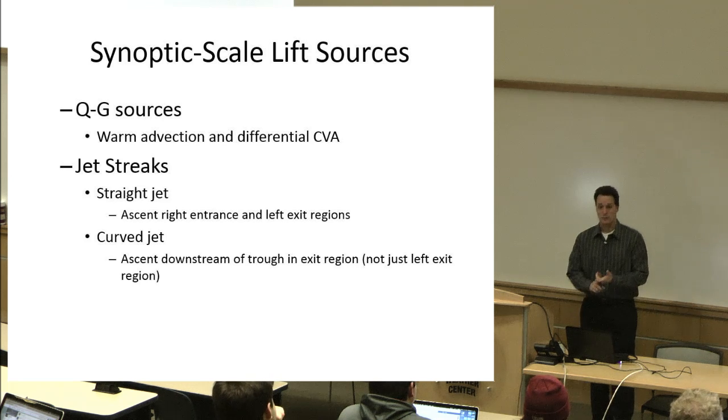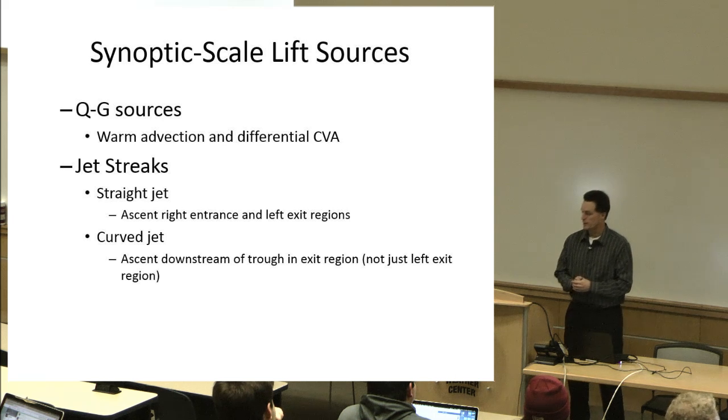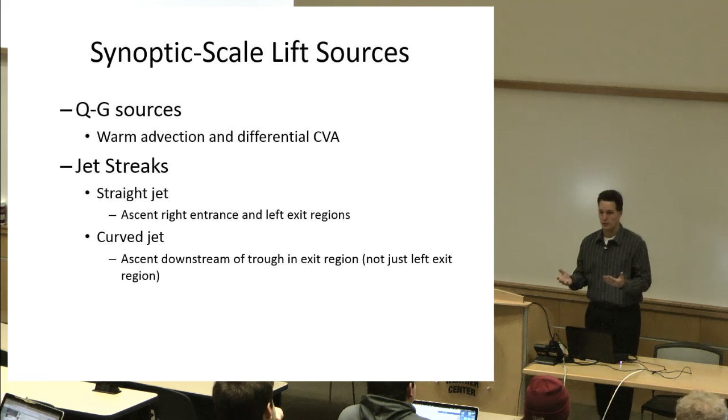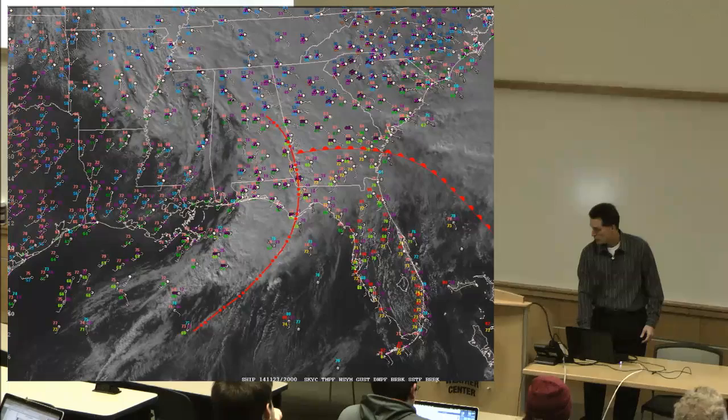Jet streaks, we talked about the straight jet streak where we have the ascent in the left exit and right entrance regions of the straight jet. And then we talked about the modification that occurs when we have a curved jet, where it's not so much the 4-quadrant model and the ascent actually extends over the jet axis and a little bit into the right front quadrant. All right, QG omega examples.